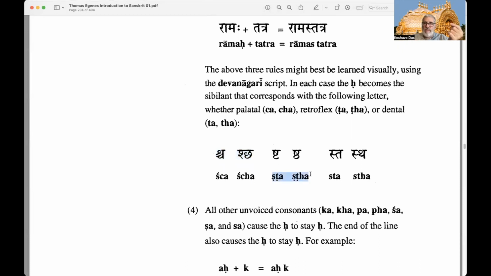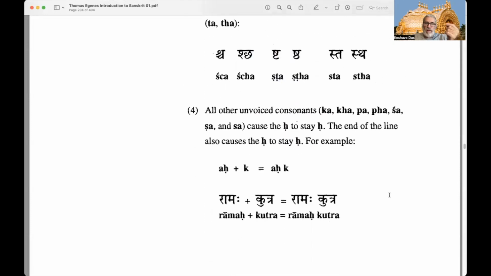This is why we see these conjuncts in Devanagari all the time, because of these sandhis. And we get these two sandhis when it's cerebral followed by cerebral, and these two when followed by dental. Okay, so we have those. So that's that rule.